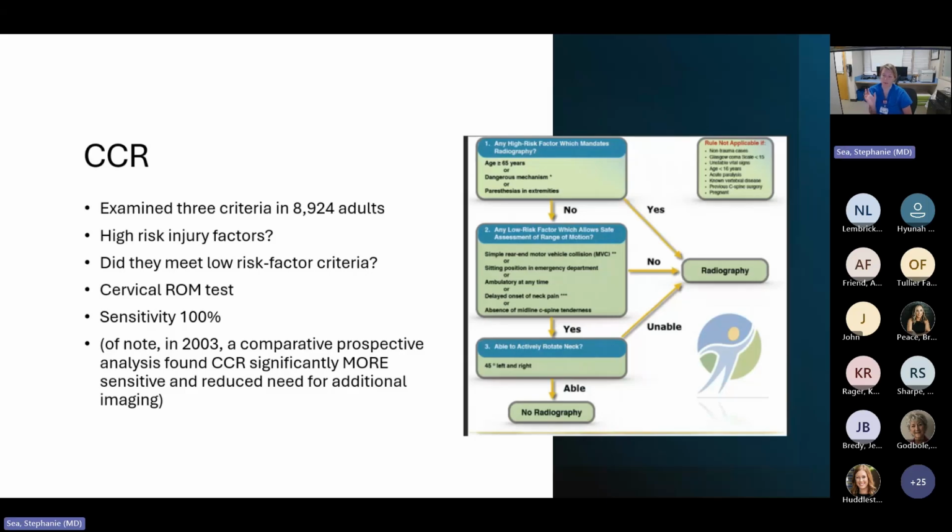These were actually found to be much more sensitive in reducing the need of additional imaging. But I think if you look at it, these were much harder to apply, because it was hard to find patients that actually met all these criteria.